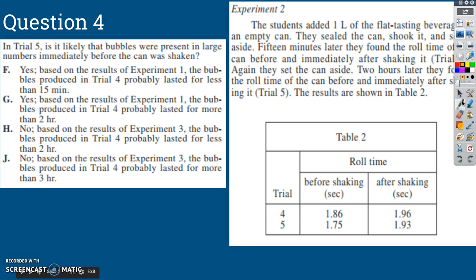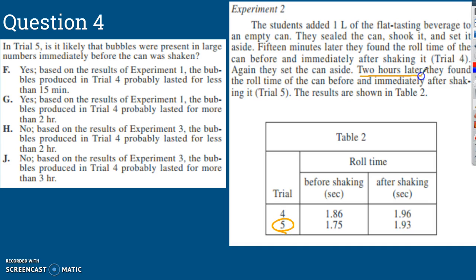Number 4, in trial 5. We're looking back at trial 5 now. Remember, this was the 2 hours later. They found the roll time of the can before and immediately after shaking it. Is it likely that bubbles were present in large numbers immediately before the can was shaken? Well, what do you guys think? 2 hours later, if you've shaken the can of soda, it started lower. If it started way lower, that's kind of interesting.